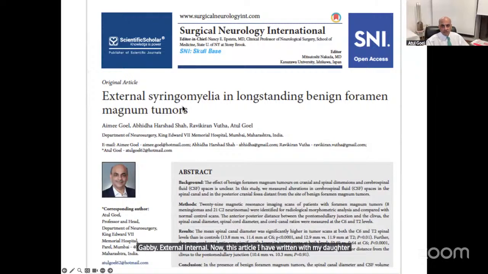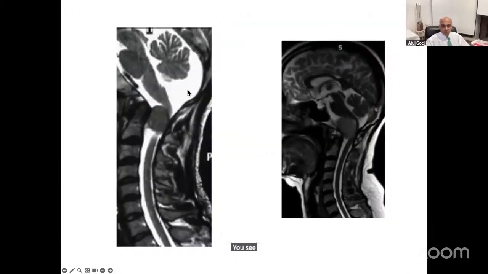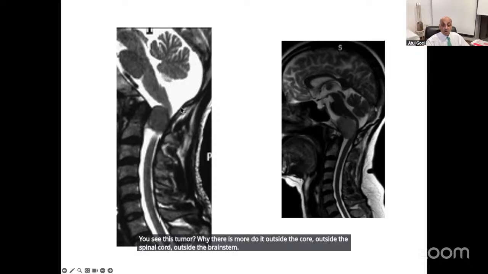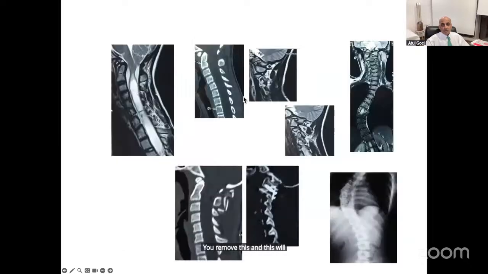External syringomyelia in long-standing benign foramen magnum tumors. You see this tumor? Why is there more fluid outside the cord, outside the spinal cord, outside the brainstem? These are all secondary. These are all protective. These are all adaptive. You remove this and this will have the potential to recover.